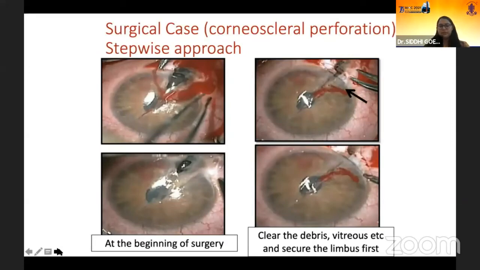So the image on the right shows the case at the beginning of the surgery where we can see a linear corneoscleral perforation with uveal tissue prolapse. So the first step would be to clear the debris, all the vitreous and the uveal tissue, and then secure the limbus, that is our anatomical landmark. Here you can see the suture is being passed at the limbus.